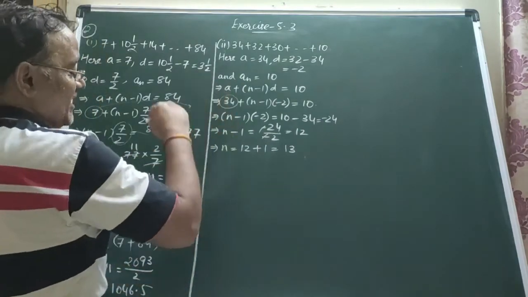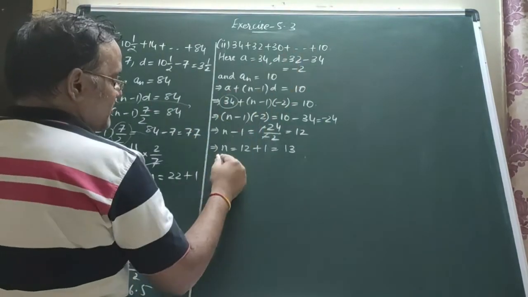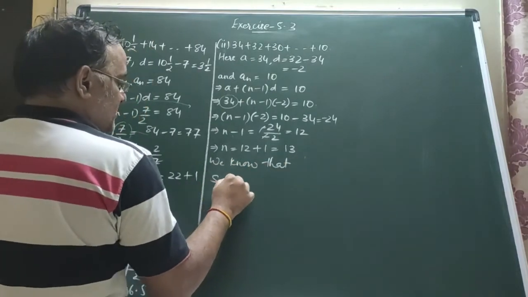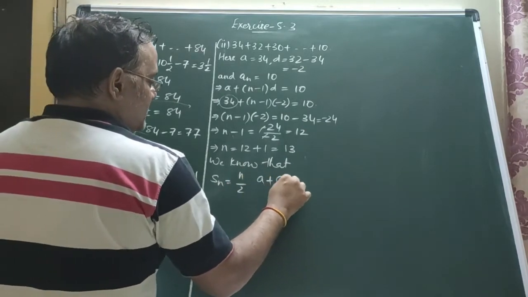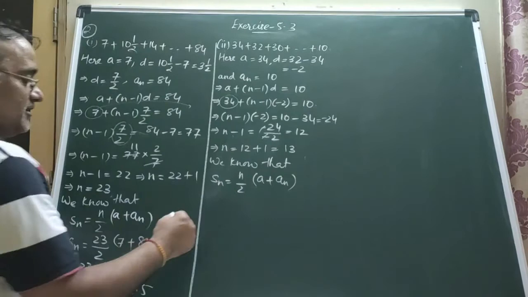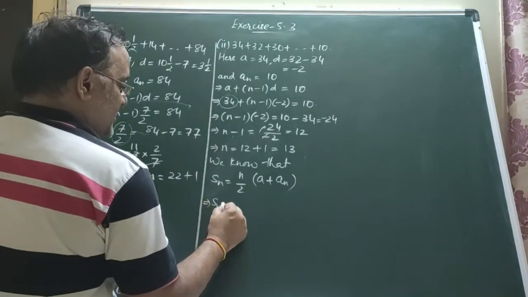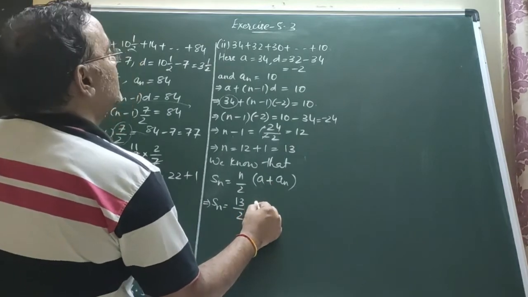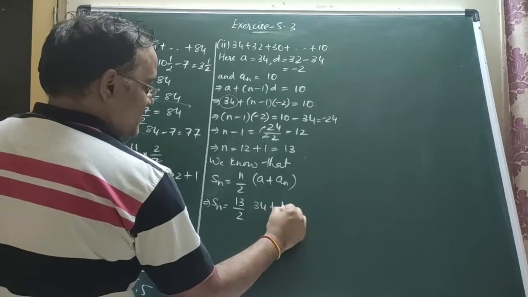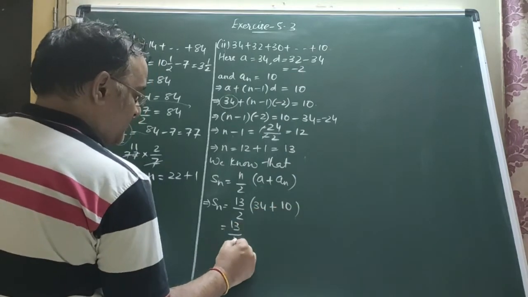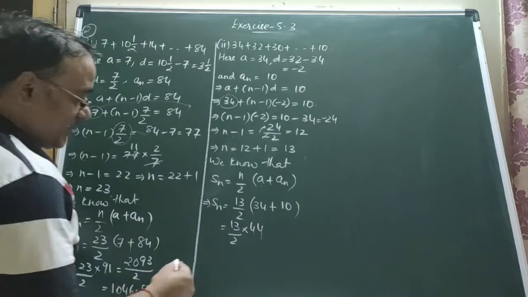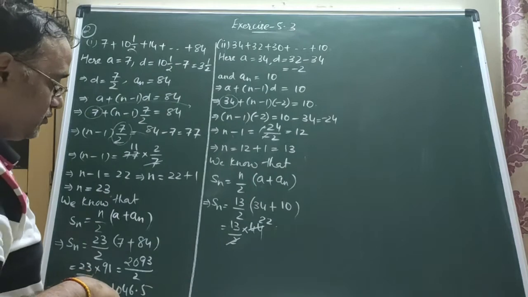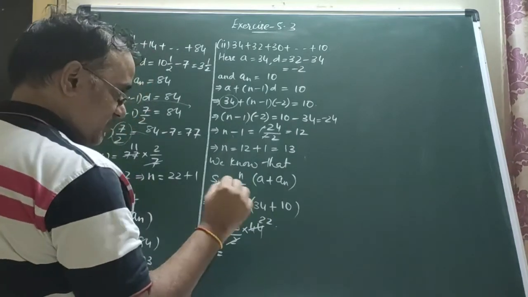Now we'll use the same formula, the second one, because the last term is known to us. So we know that Sn is equals to n upon 2 into a plus an, right? Sn is equals to 30 by 2. a is 34 and the last term is 10. So 34 plus 10 is equals to 44. ये 2 से डिवाइड हो रहा है. So हम लोग को मिलेगा 22. 22 into 13. 26, 26, 286.